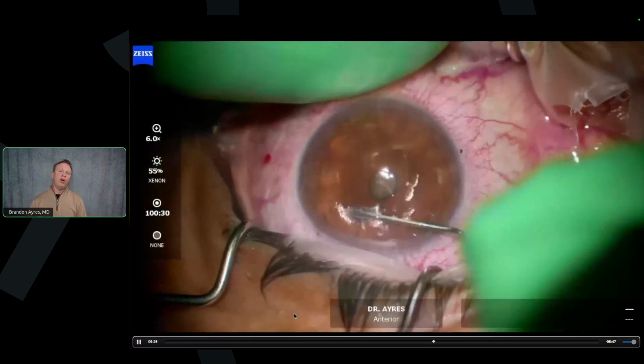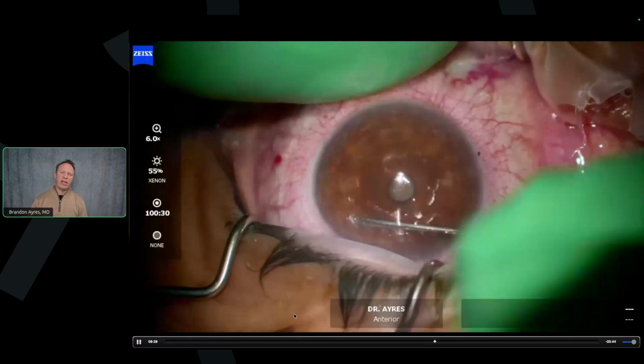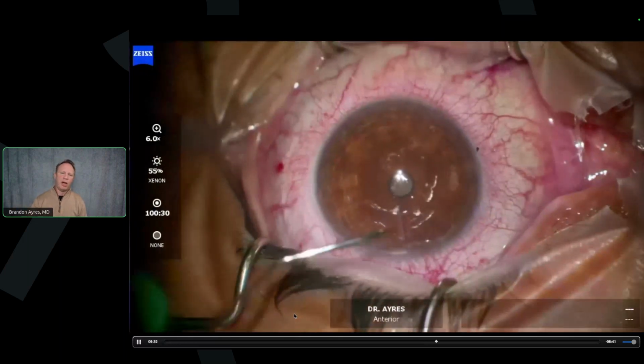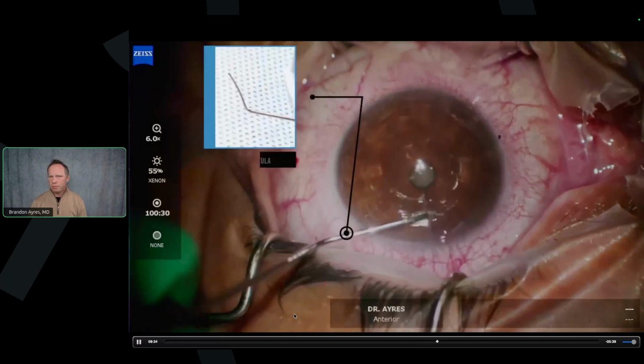In the OR, we'll open our channels. This is just a little modified LASIK spatula. I'll go sort of clockwise and counterclockwise. Get the first maybe 2 clock hours open.